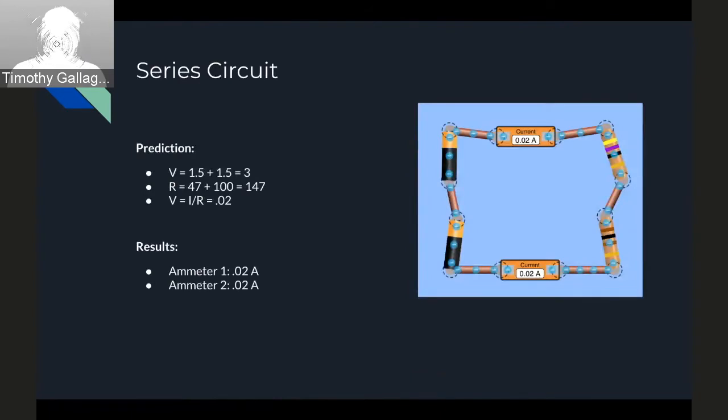We begin our investigation with a simple series with two 1.5 volt batteries, 2 ammeters, and 2 resistors, one of 47 ohms and one of 100 ohms. The calculations for the predicted voltage are shown here using Ohm's law, with our results of 0.02 amps matching the prediction. The graph can be seen to the right for our results.